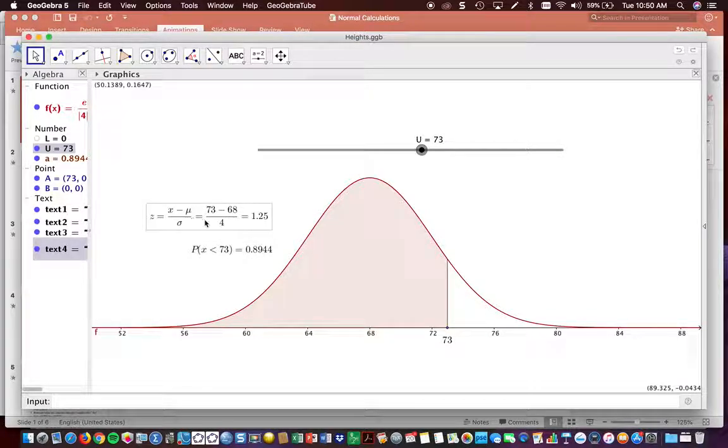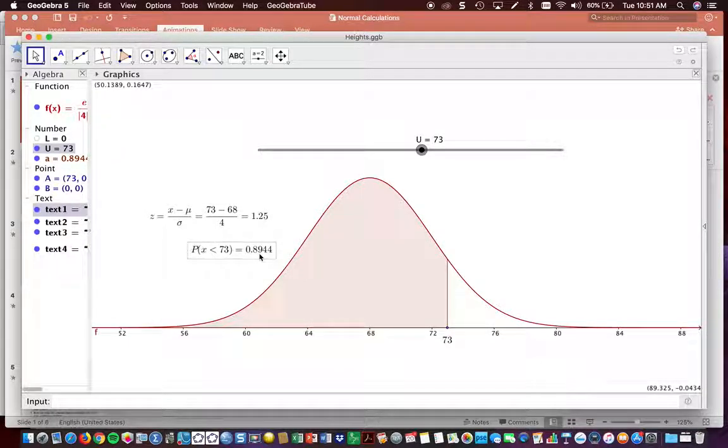Now, what it did is calculate a z-score of 1.25. So it's telling me that 73 is 1.25 standard deviations above the mean. Remember, 72 is 1 standard deviation above, and 76 is 2, so this is a fourth of the way between 72 and 76. We calculate this by taking the value of x and subtracting the mean. The numerator tells me how many inches I am above the mean, which gives me 5. Then I divide by a standard deviation of 4, and that gives me 1.25 standard deviations. This is a formula that we're going to use quite often in this section.